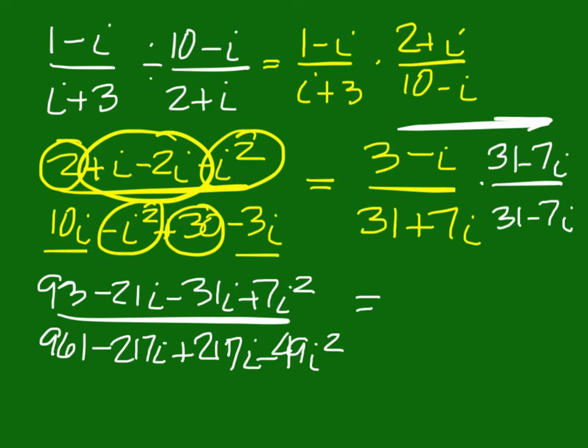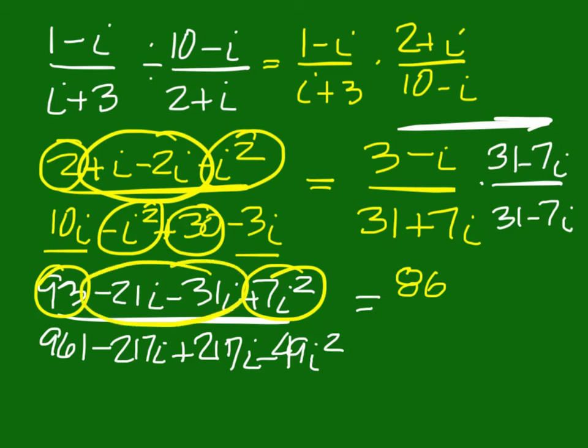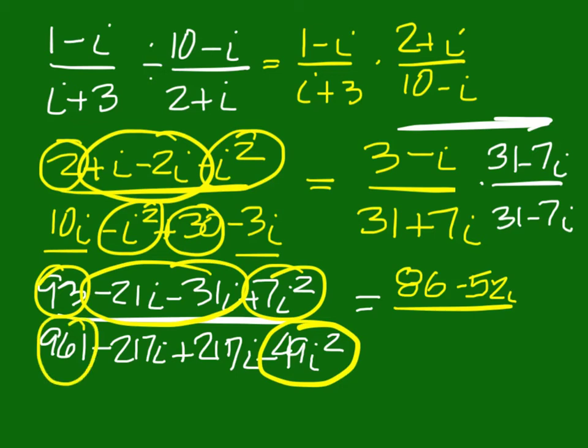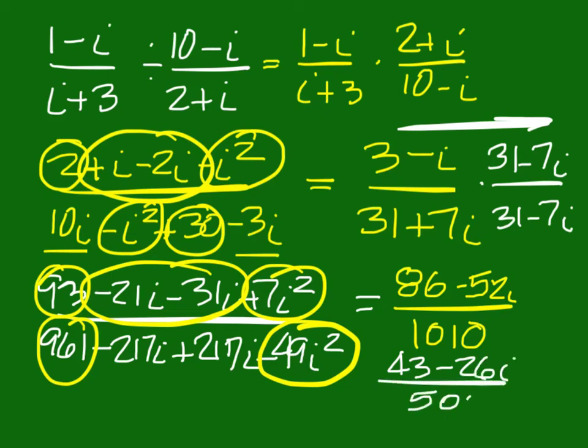And on the top, you'll have minus 7 and 93. So that should give you an 86. And then in the middle, you'll have minus 52i. On the bottom, you have plus 49. With this would give me not 1,000, but it would be 1,010. You can reduce these, cut them down by 2's, and come up with 43 minus 26i over 505.